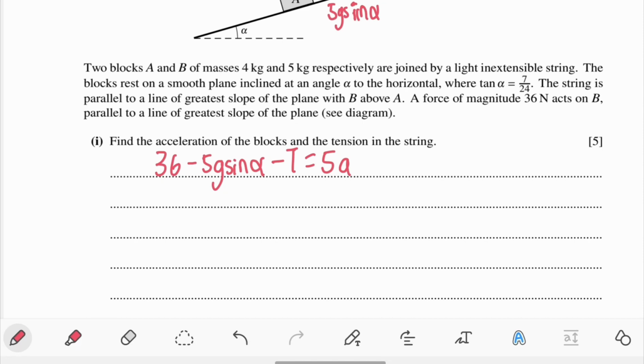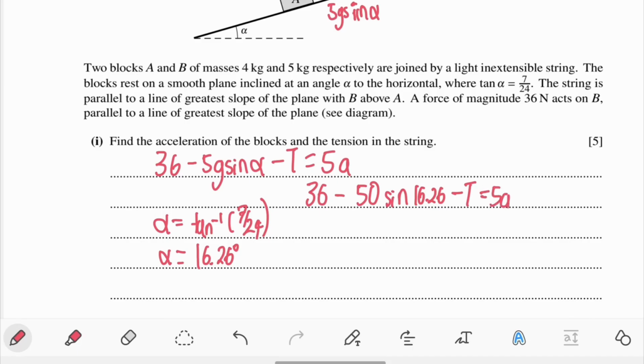However, we can solve for alpha since we already know that tan alpha is equal to 7 over 24. So alpha is equal to tan inverse of 7 over 24. So alpha is equal to 16.26 degrees. So now we have 36 minus 50 sine 16.26 minus T is equal to 5a. So if we evaluate that, sine 16.26 is 7 over 25. So basically we'll get 36 minus 14 minus T is equal to 5a. So 22 minus T is equal to 5a. That's your first equation.